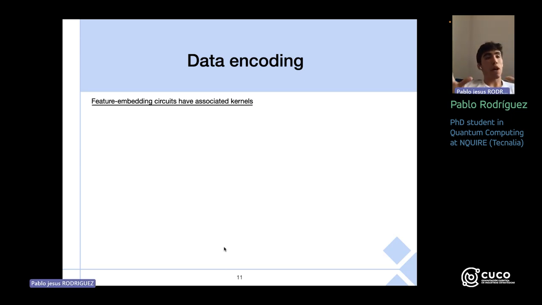Okay, so now that we know where we can use quantum computers in these algorithms, I want to show that when we perform encoding in a quantum circuit, we are somehow constructing a quantum kernel. Each encoding has a quantum kernel associated. For example, if we consider the basic encoding, which is just taking a bit string and encoding it into its corresponding element of the computational basis, what we have is a Kronecker delta kernel.